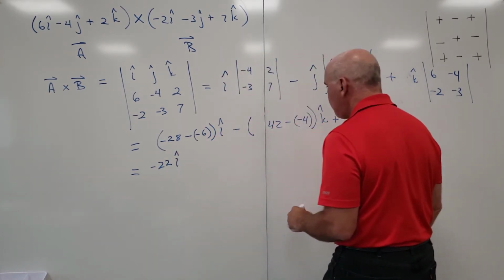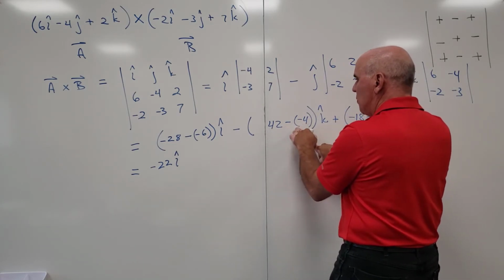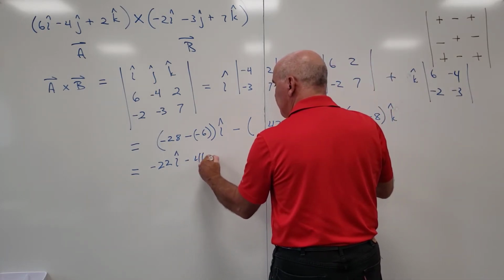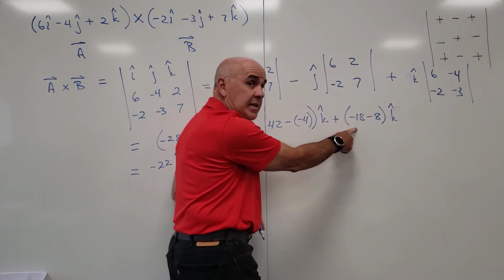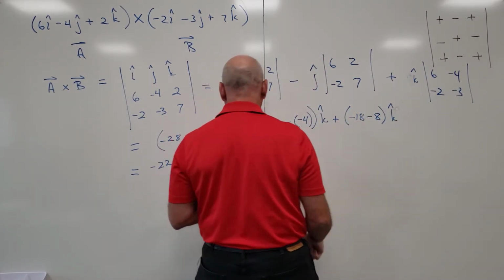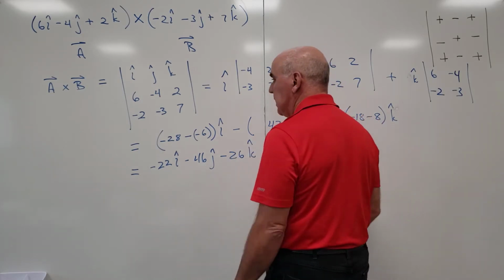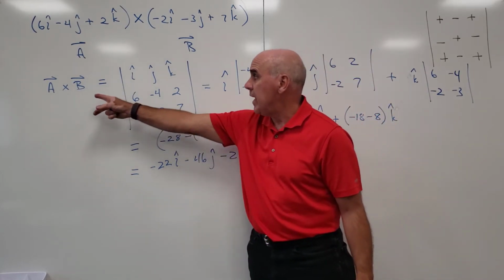42 minus a minus 4 is plus 4, so that's 46, but don't forget the minus sign there. So minus 46 j hat. And then negative 18 minus 8 is going to be negative 26 k hat. And that's a vector. And that vector is the cross product of A and B.